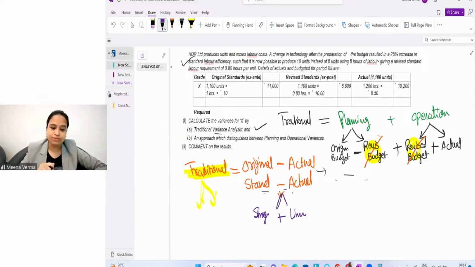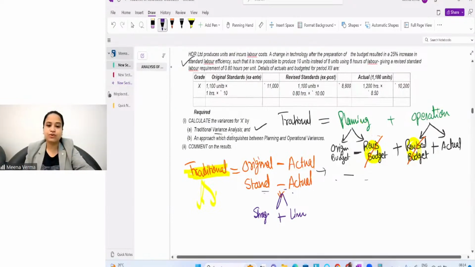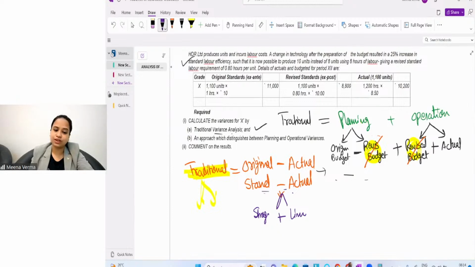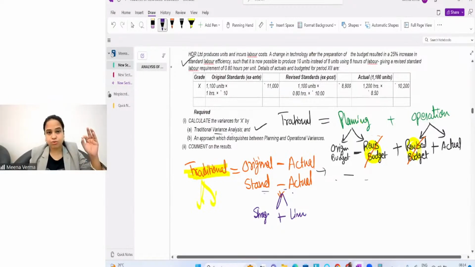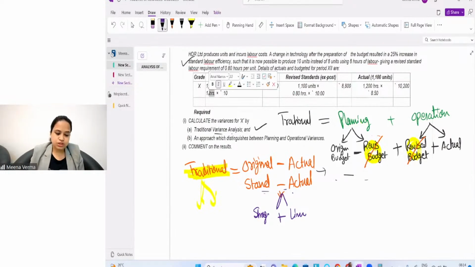Some mistakes can be of top level management also. We will not make lower level management responsible for everything. Right? There are some things for which the top level management is responsible, and we will find the fault of the top level management also. We will not put all the responsibility on the lower level management. Okay? So this is the formula for traditional variations. Now let's see how we can find the traditional variations also.